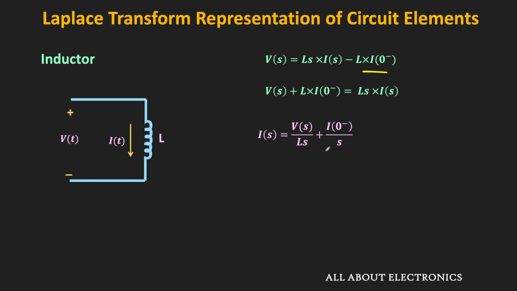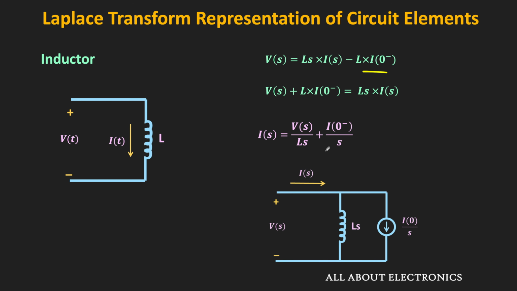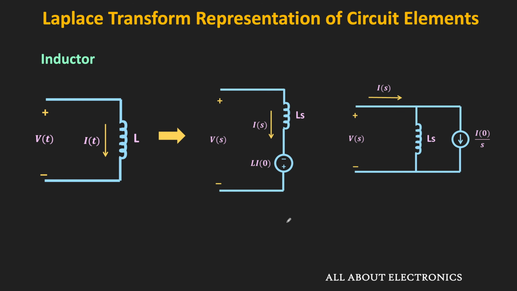And this is the equivalent circuit representation for the given expression, where I of s is the incoming current to the inductor and V of s is the voltage across the inductor. That means if I0 minus is the initial current through the inductor, then these are the equivalent S domain representations for the inductor. As per your convenience, you can remember any one of these two representations, and using the source transformation, it is possible to derive the other one. While solving the examples, based on the given circuit, we can use any one of the representations.